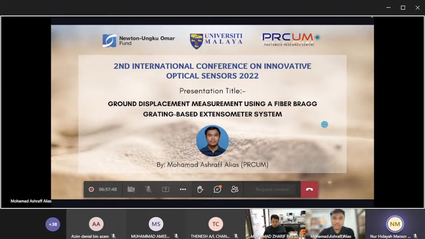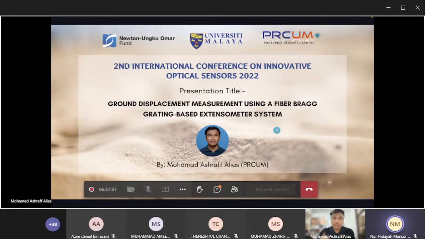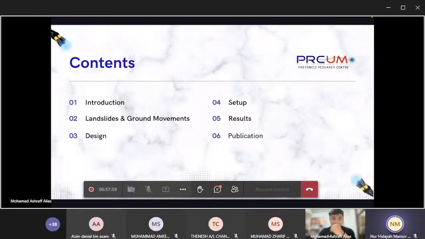Good evening, everyone. Today I will be presenting ground displacement measurement using a fiber Bragg grating based extensometer system. The contents of my presentation are: first, the introduction; second, a brief look at landslides and ground movements; third, my design; fourth, my setup, followed by the results and the publication.